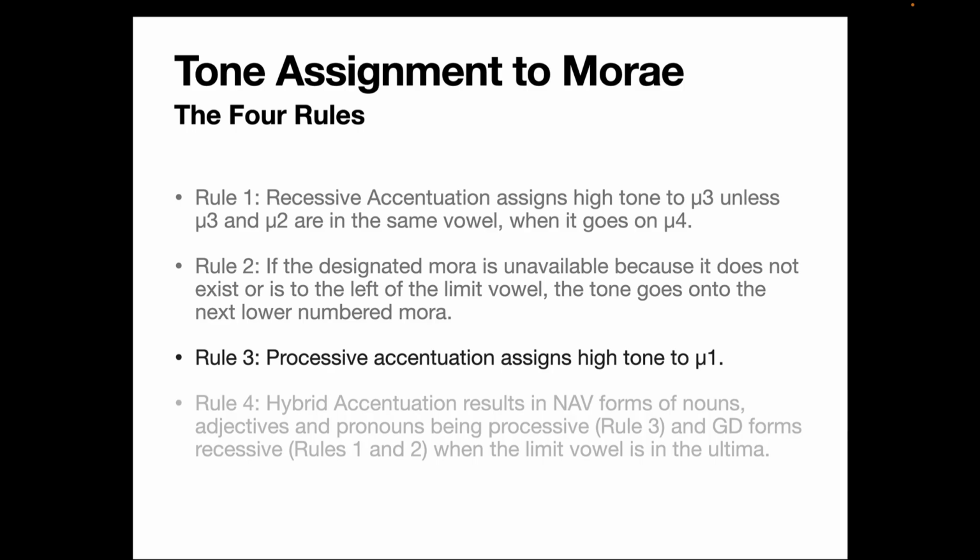In other words, it's just going to be an acute on whatever the final or only vowel of a word is. Processive accentuation is distinguished from recessive accentuation, which is governed by rules 1 and 2, because recessive accentuation is trying to pull the tone away from Mora 1 to Mora 3 or Mora 4 or Mora 2. Sometimes it can't because there's only one Mora, so sometimes recessive accentuation can lead to Mora 1 tone as well.